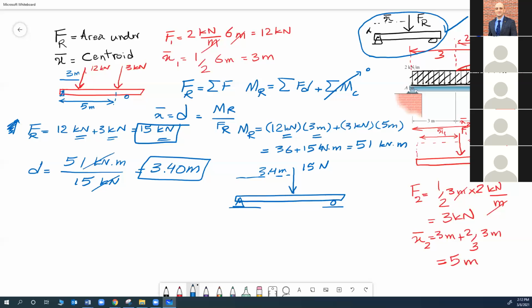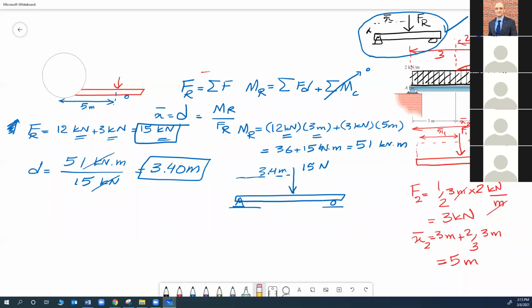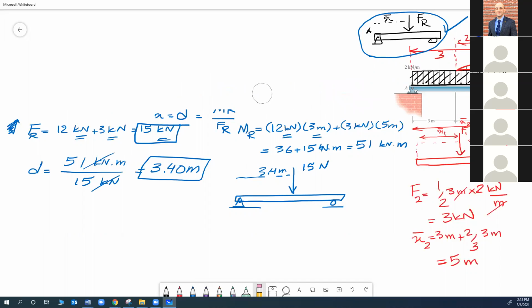Okay. Part 2 said find support reactions. Okay, now we're talking equilibrium. Now we're talking free body diagram. If you guys are done, I'm gonna wipe this off just to start part 2. Okay. So forget about the distributed load and stuff right now. I can get rid of this too.